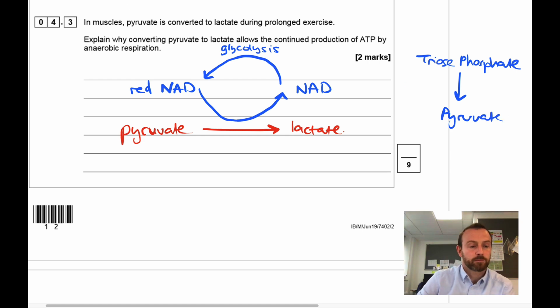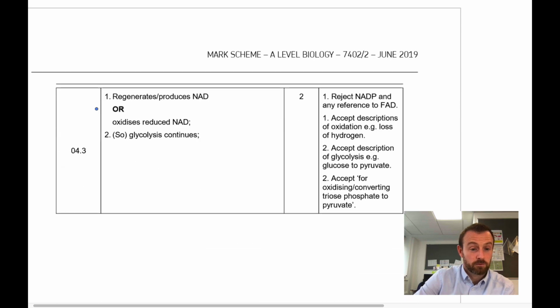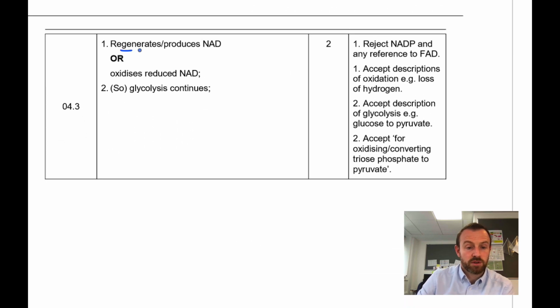That's it. Okay, let's look at the mark scheme. So it regenerates or produces NAD so the glycolysis can continue, except description of glycolysis, e.g. glucose to pyruvate, for oxidizing, converting triose phosphate to pyruvate. Okay.